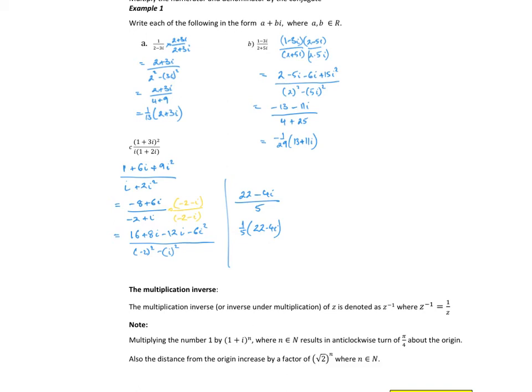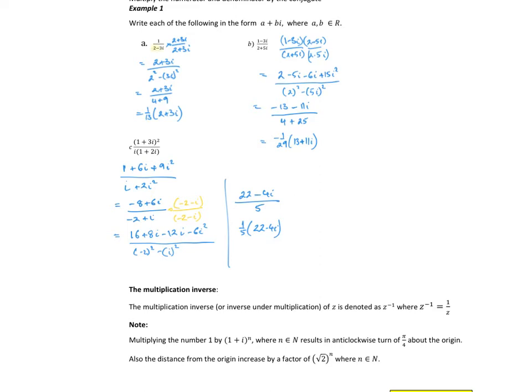So let's have a bit of a look at some of the complex algebra. We've already been through addition and subtraction, where we can only add and subtract imaginary terms with imaginary and real terms with real. With division, remember we multiply by the complex conjugate just to rationalize the denominator.